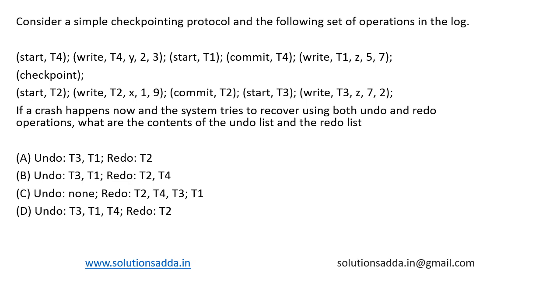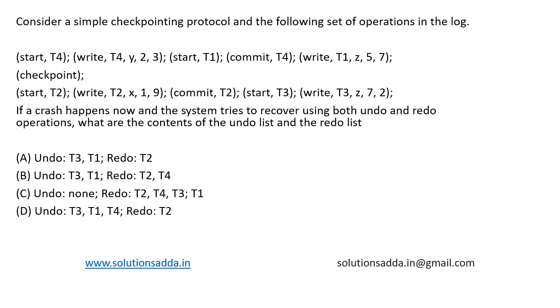This is a question from databases. Consider a simple checkpointing protocol and the set of operations that are present in the log. We have start of transaction T4. Then we are writing to the transaction T4 y2, 3. Then we are starting the transaction T1, committing T4, writing T1 Z57 and checkpoint. Then starting T2, writing T2 X19, committing T2, start T3, writing T3 Z72.